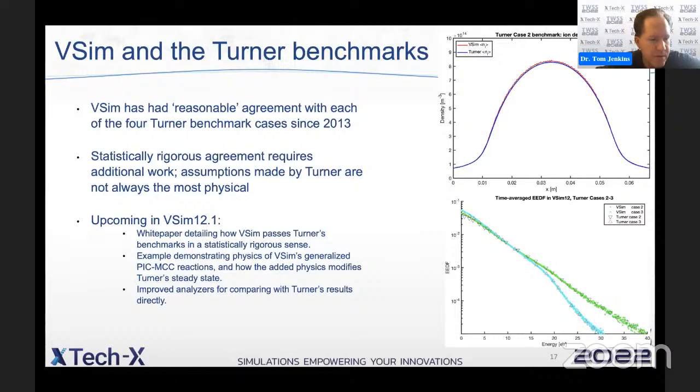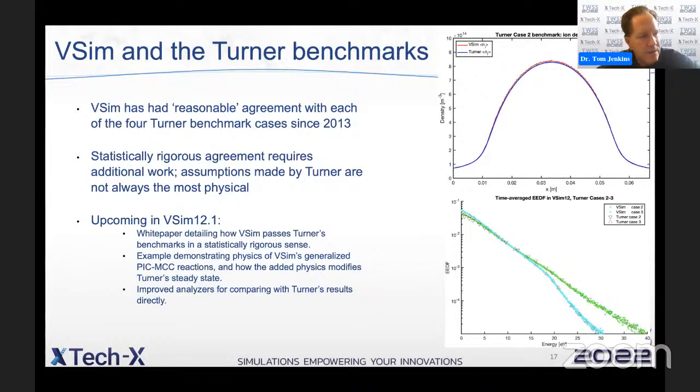Statistically, to match Turner's benchmark, there's some extra work that needs to be done. Some of the assumptions made by Turner are not quite physical. For example, the partitioning of energy in an ionization collision: how much energy goes to the ion, how much energy goes to the two electrons, how's that distributed and such. VCIM has quite a complicated model for that coming out of the plasma literature.